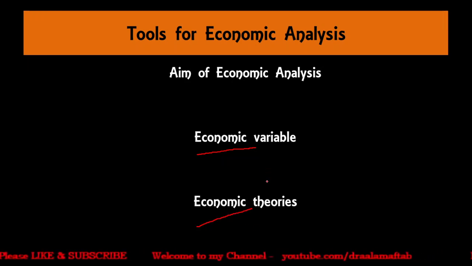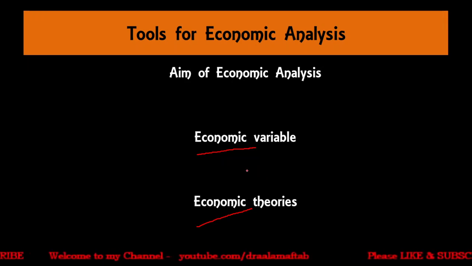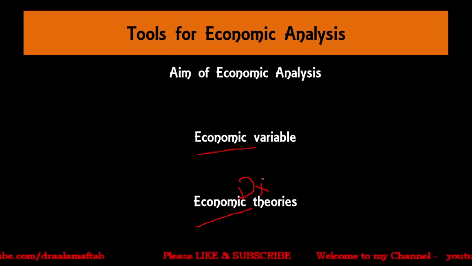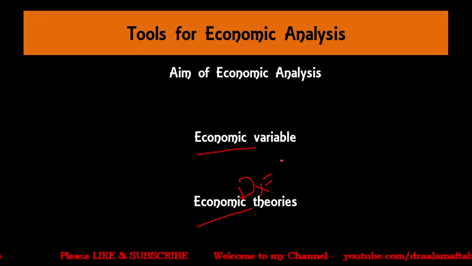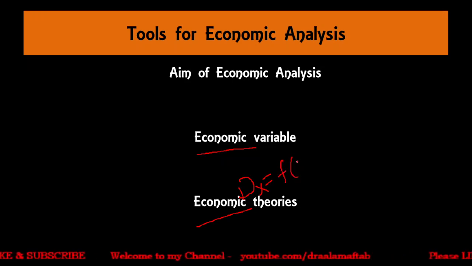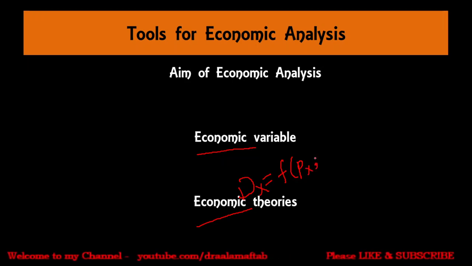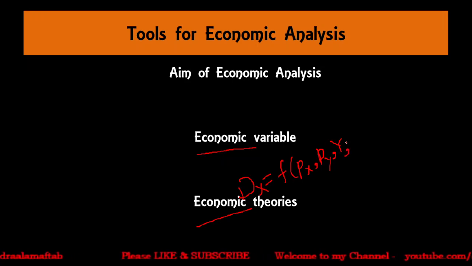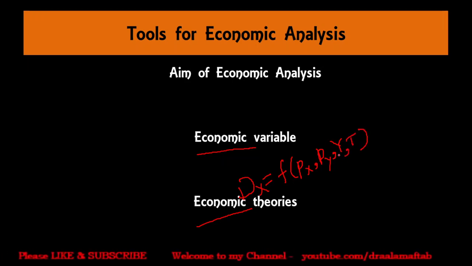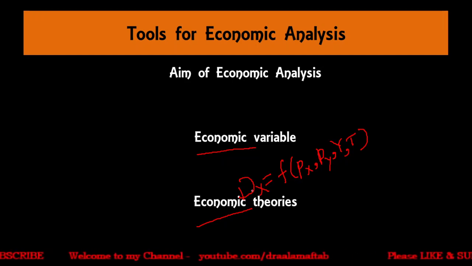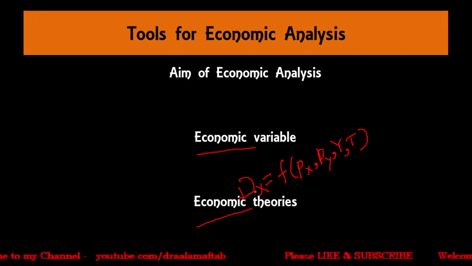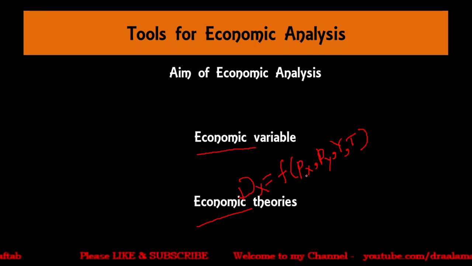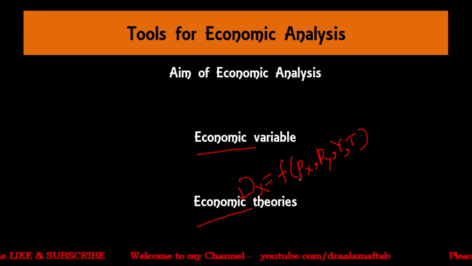Say, for example, you are aware of a theory or law called the law of demand. Demand for x is related with variables, for example, price of x, price of a related commodity y, income of the consumer, taste and preferences. So these are the variables which affect demand. This is how demand and the determinants of demand are connected.